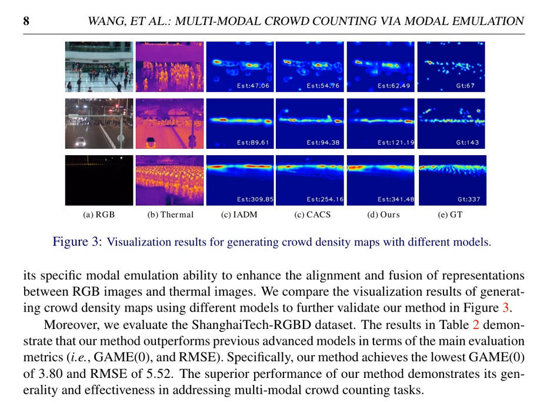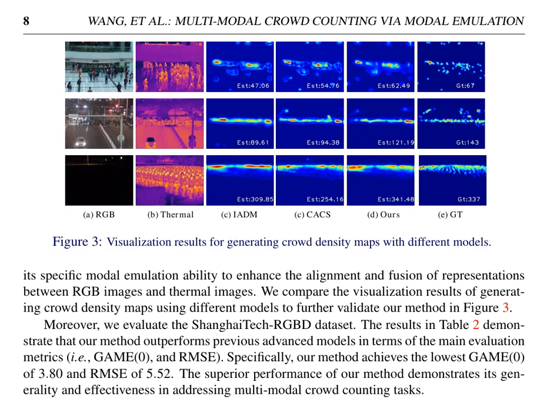The results, illustrated in Figure 3, demonstrate the superior performance of their method in terms of crowd density map generation. They also evaluate their method on the Shanghai Tech RGB-D dataset, with the results presented in Table 2. Their method outperforms previous advanced models, achieving the lowest GAME 0 of 3.80 and RMSE of 5.52, thereby demonstrating its generality and effectiveness in addressing multimodal crowd counting tasks.